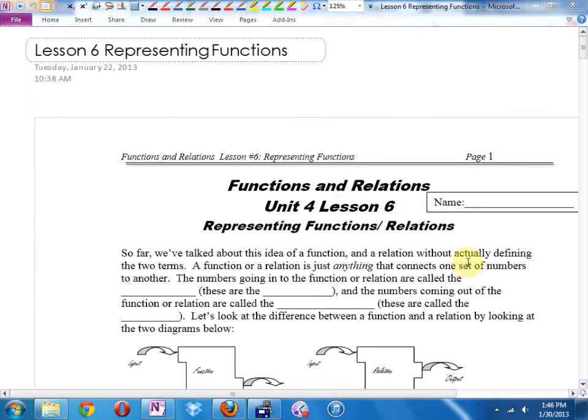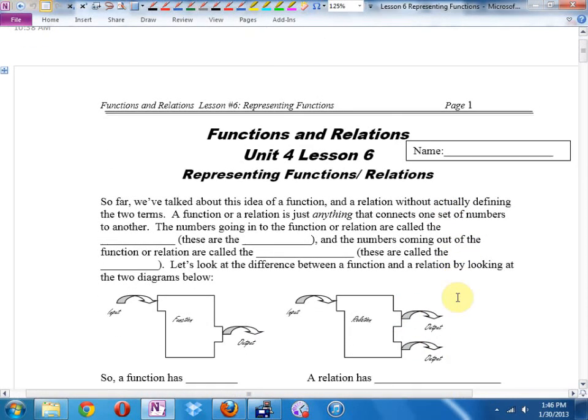Lesson 6. Representing functions and relations. Some of this is going to be kind of dotting the i's and crossing the t's and reviewing in more detail, but formally, and some of this will be new. So far, we've talked about the idea of a function and a relation without actually defining the two terms. A function or a relation is just anything that connects one set of numbers to another. That's the mathematical definition of a function or a relation.